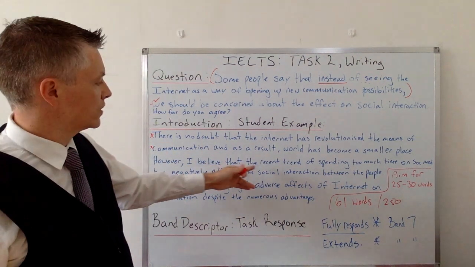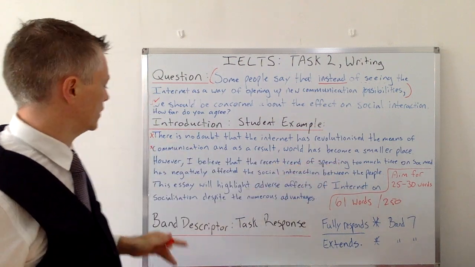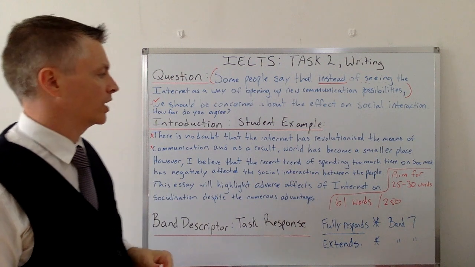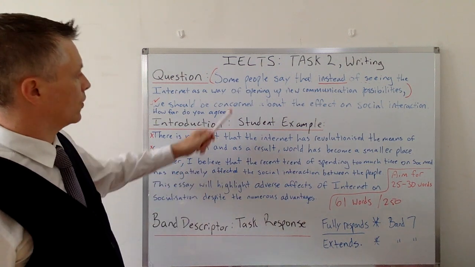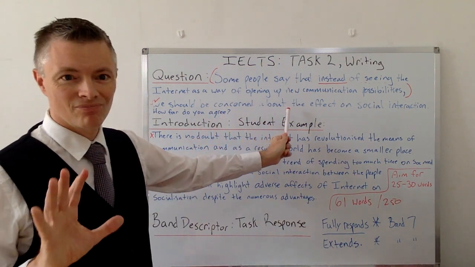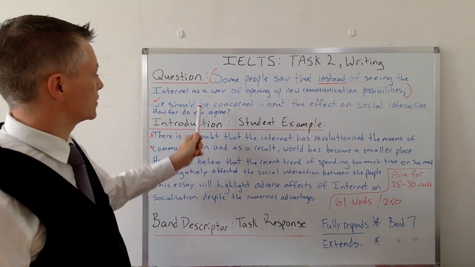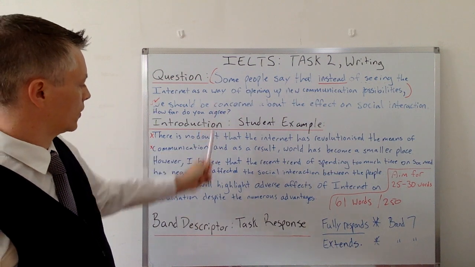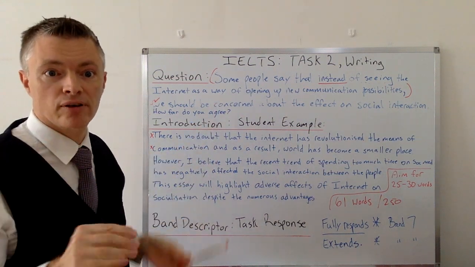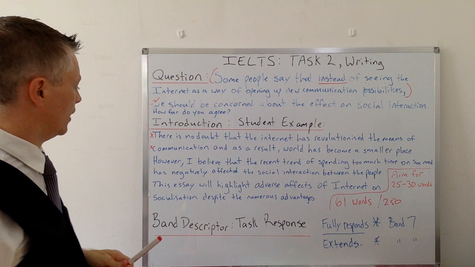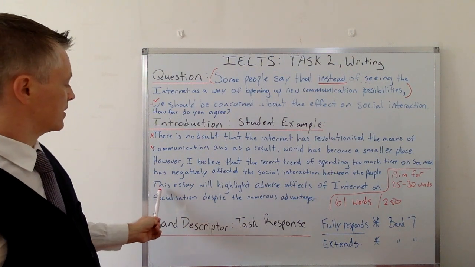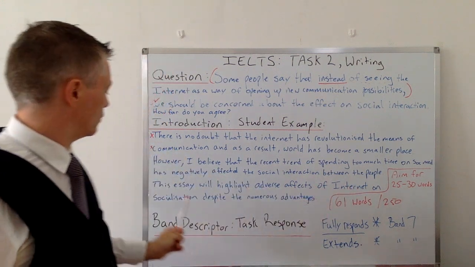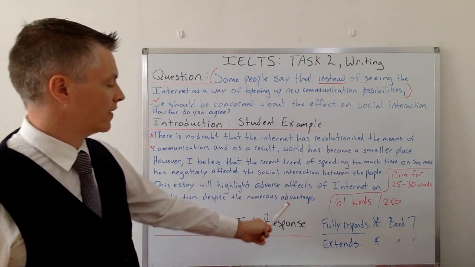However, I believe that the recent trend of spending too much time on social media has negatively affected the social interaction between the people. Okay, this does respond to this in a way. So it says we should be concerned, and we have negatively affected. So these two are linked. That's okay. It's a little paraphrase. Good, no problem. Now, next sentence says, this essay will highlight the adverse effects, so good language, of internet on socialization despite the numerous advantages.